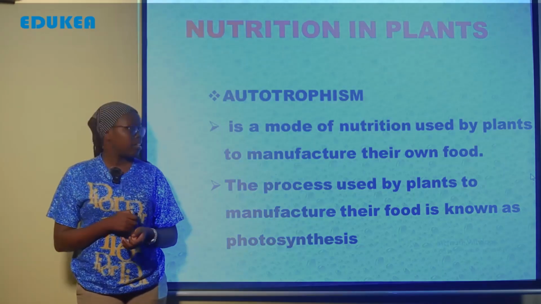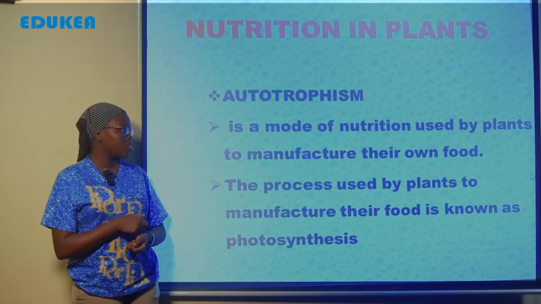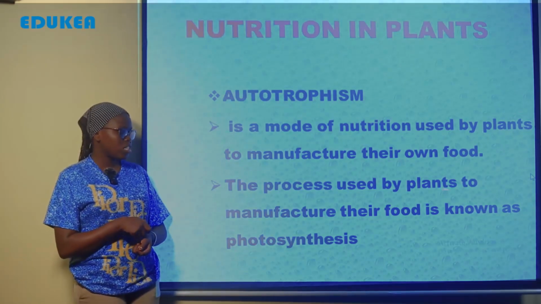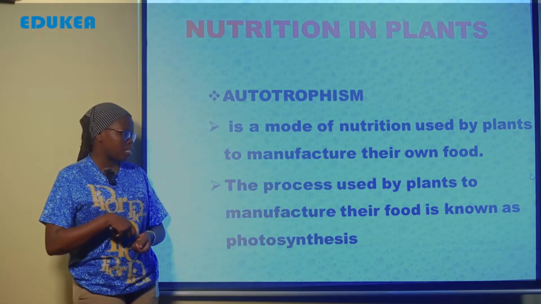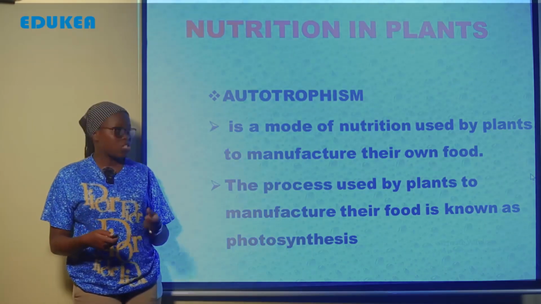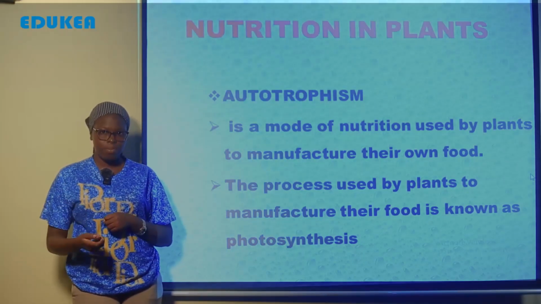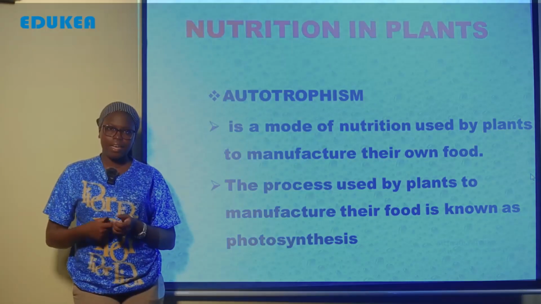Now, autotrophism is a mode of nutrition used by plants to manufacture their own food. The process used by the plant to manufacture its food is known as photosynthesis. So the mode of nutrition used by plants to manufacture their food is autotrophism, while that process, ule mchakato wenyewe wa plant kuweza kutengeneza chakula chake ndio tunaita photosynthesis.